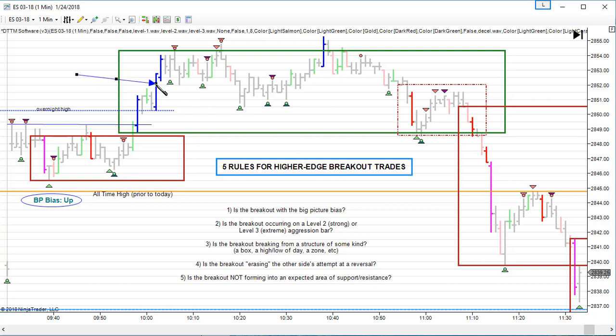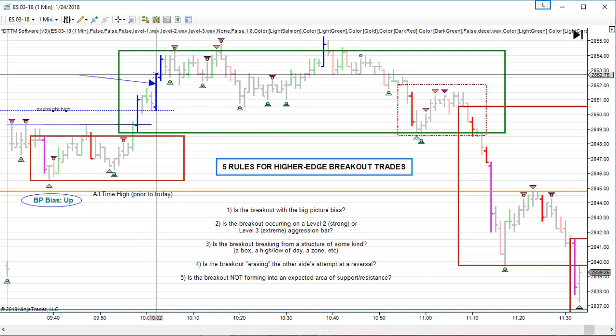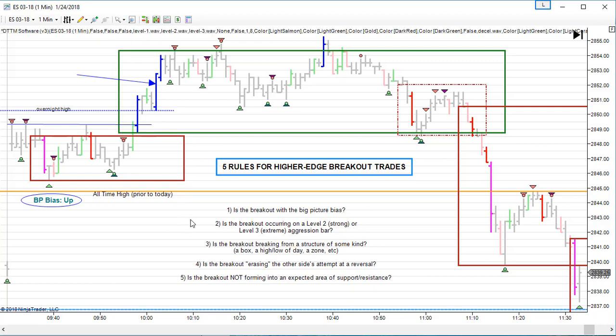Let's just look at this bar right here. Okay, this is at maybe 10:02 or 10:03 Eastern time. So again, is this on with the big picture bias? Yes, that's good. Is it on a level 2 or level 3 bar? Yes, it's a level 3 or an extreme buying aggression bar. Okay. Is it breaking from a structure of some kind? It's really not. Yes, it's the new high of the day, but that was only 2 bars ago. We're not breaking from a box. We're not breaking above an earlier high or a zone or anything like that. So we don't have this one in this particular case.